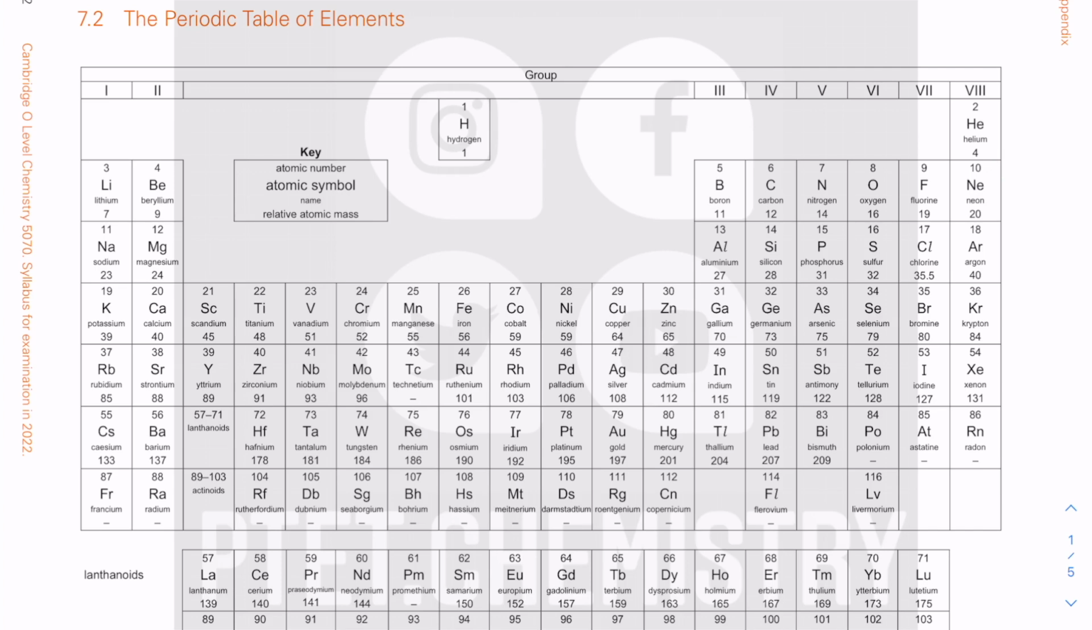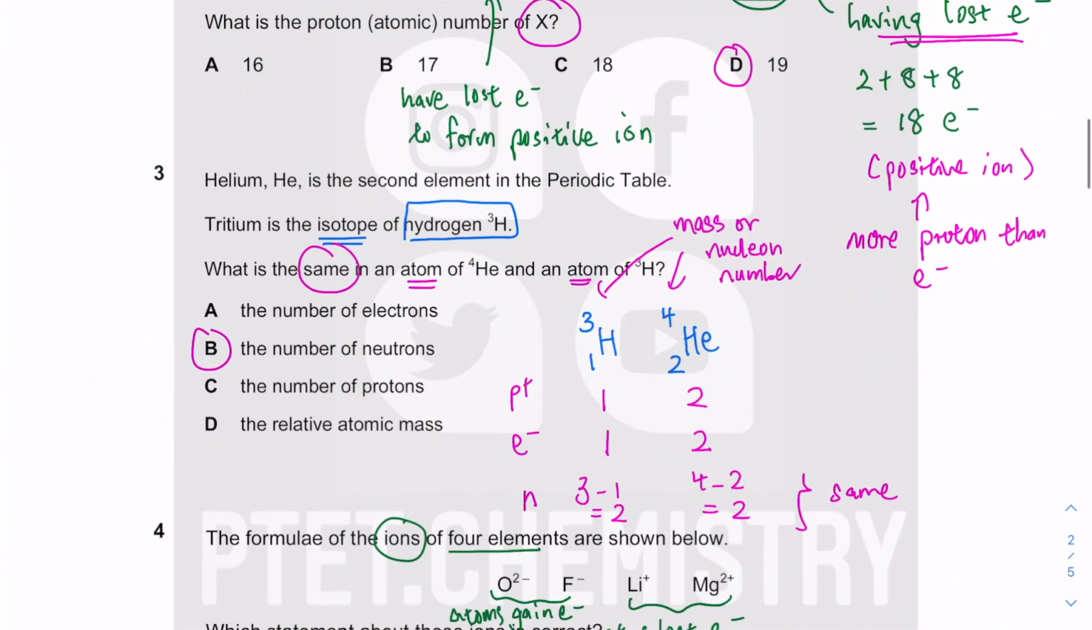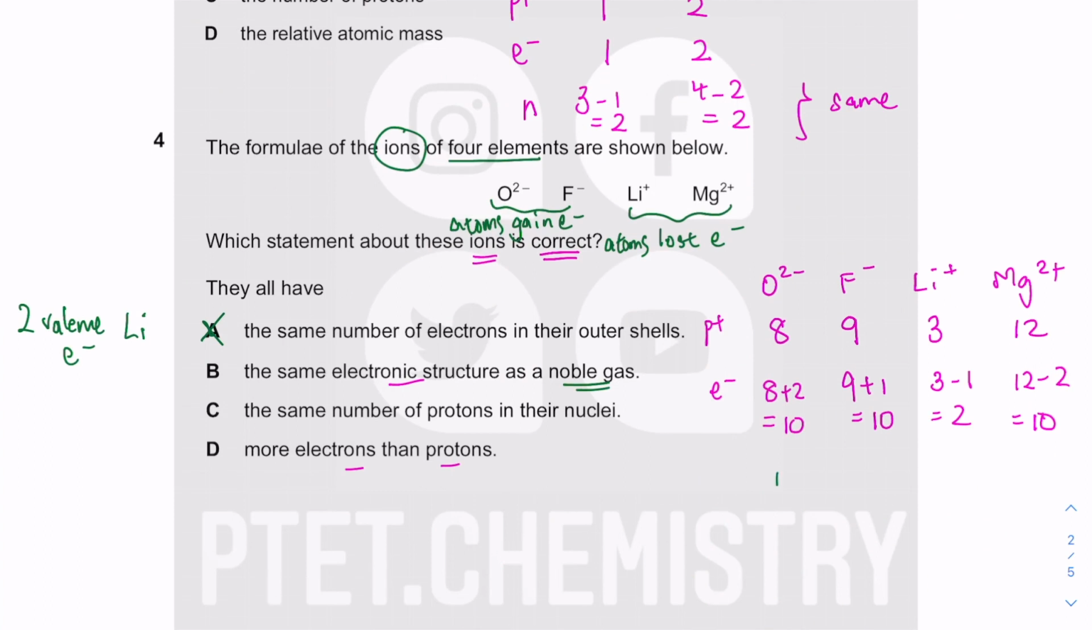Alright, so helium has 2 electrons, neon has 10 electrons. So in terms of electronic configuration, this one has the same configuration as neon. This one has the same configuration as helium.